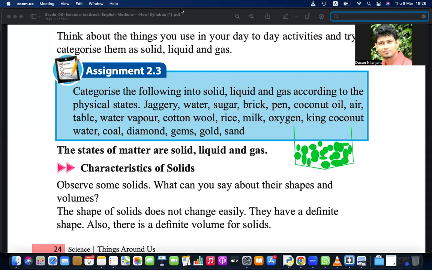Then liquid is also having a definite volume. Definite shape එකක් නෑ. හැබැයි volume එක ප්‍රමාණය එකයි.